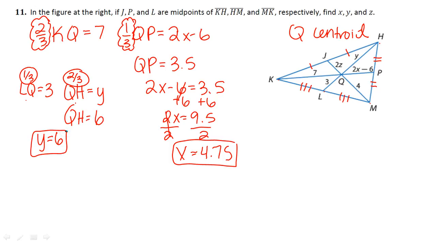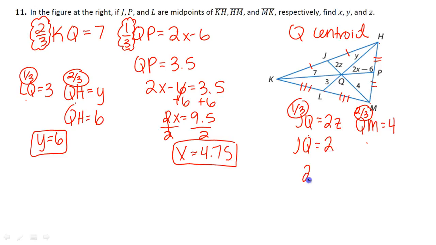The final one we're going to find is z. So JQ is equal to 2z. QM is equal to 4. I know QM is the 2/3 piece. JQ is the 1/3 piece. So JQ has to be half as big as QM. So that means that JQ is equal to 2. I set up my equation, 2z is equal to 2, and you will get that z is equal to 1.